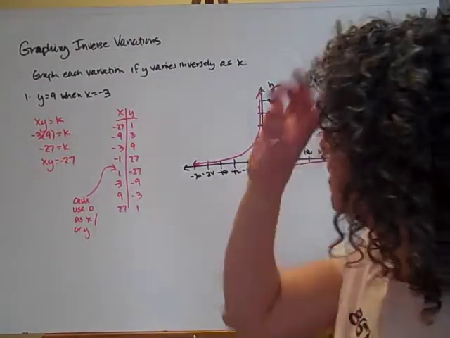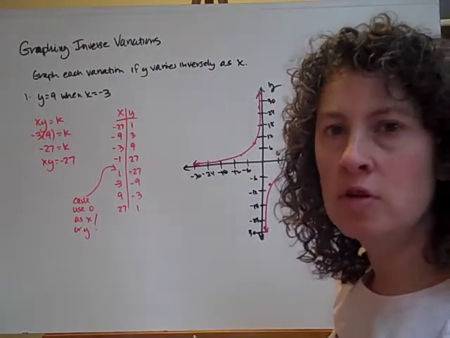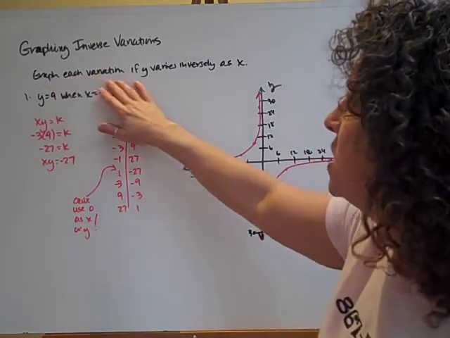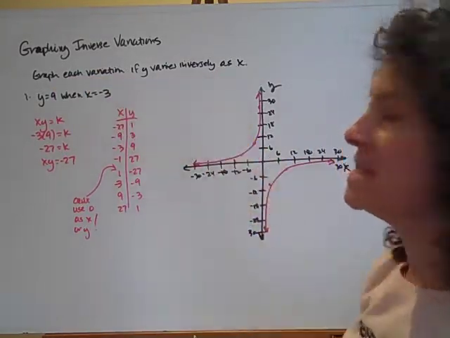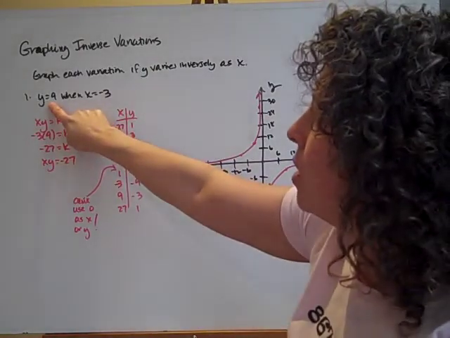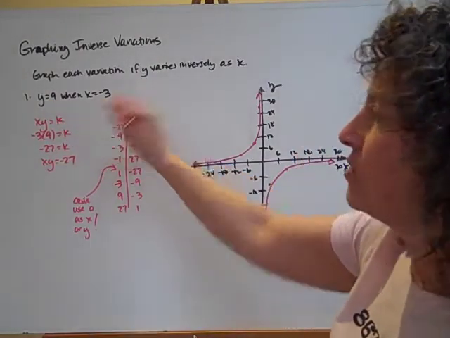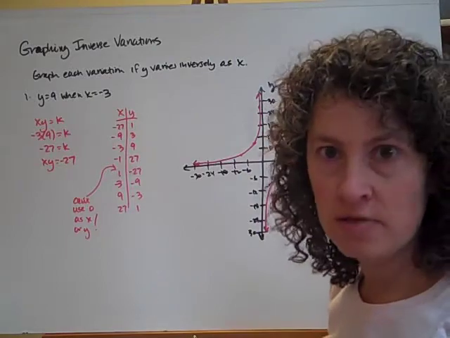Graphing inverse variation. So we're going to continue to work with our inverse variations here. We're going to graph each variation if y varies inversely as x. So let's take our y equals 9 when x equals -3. Let's figure out what the constant of variation is here.